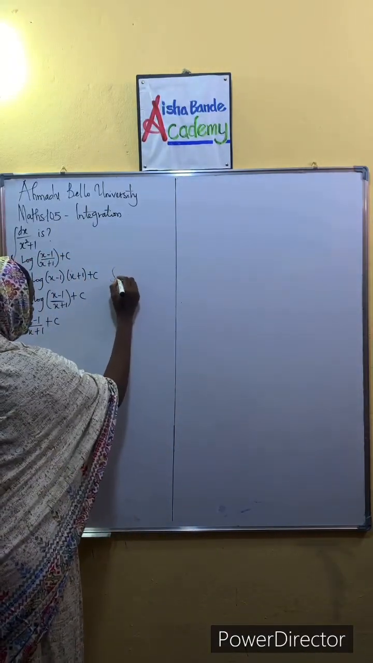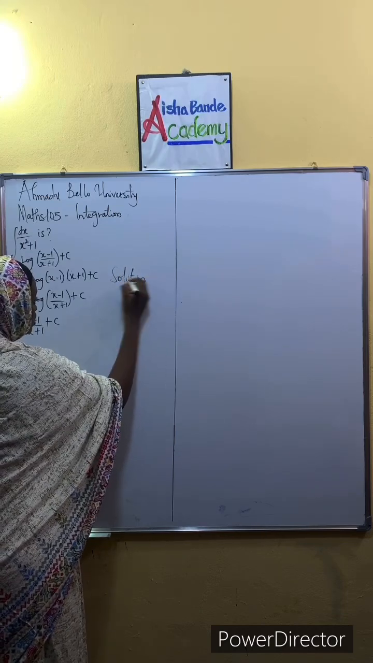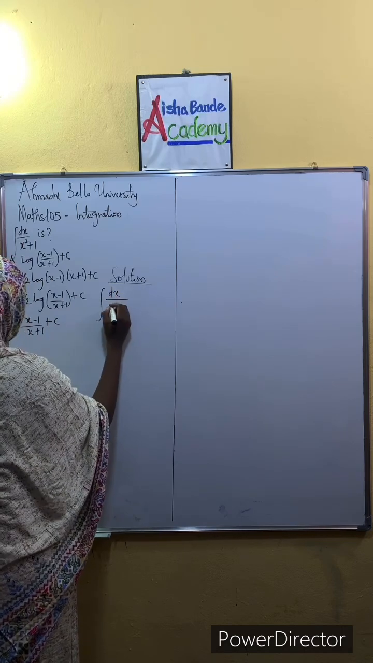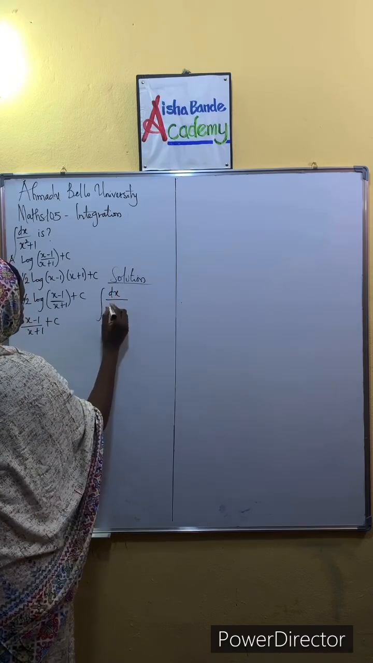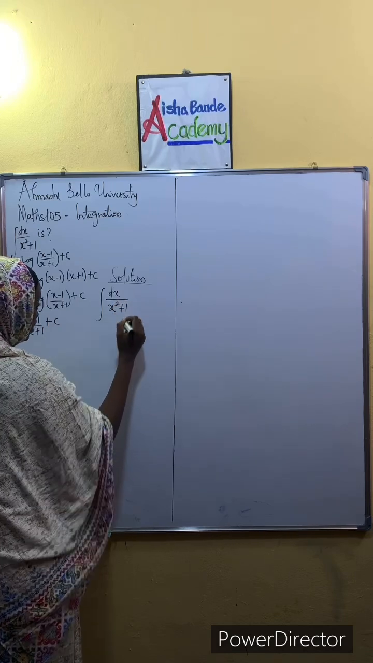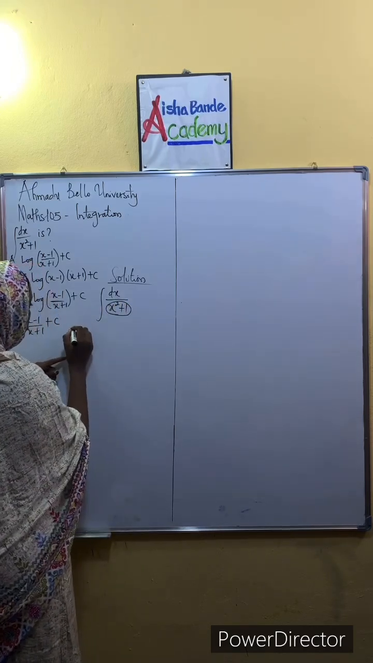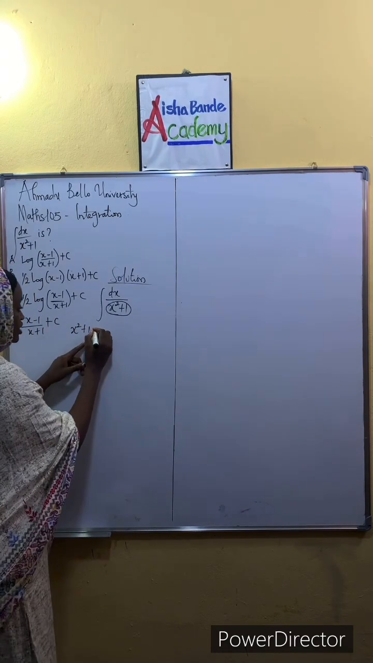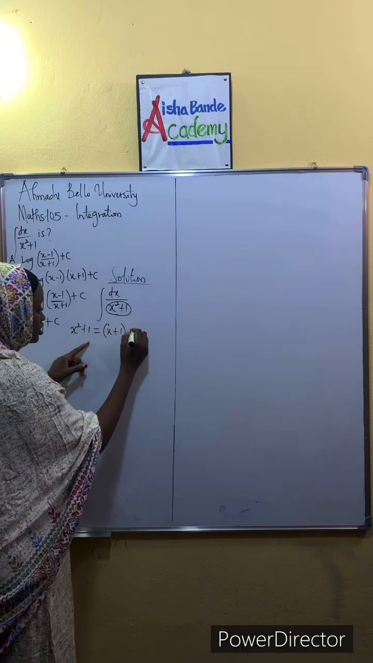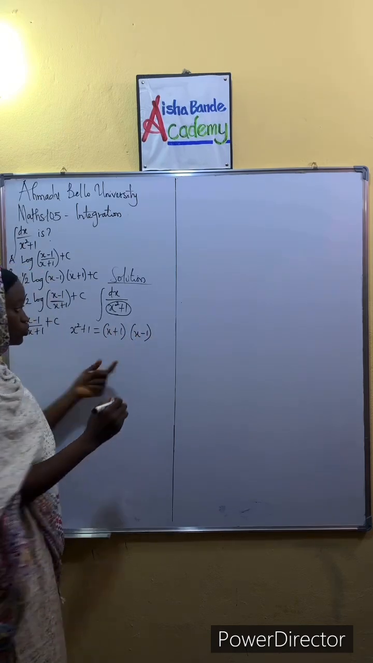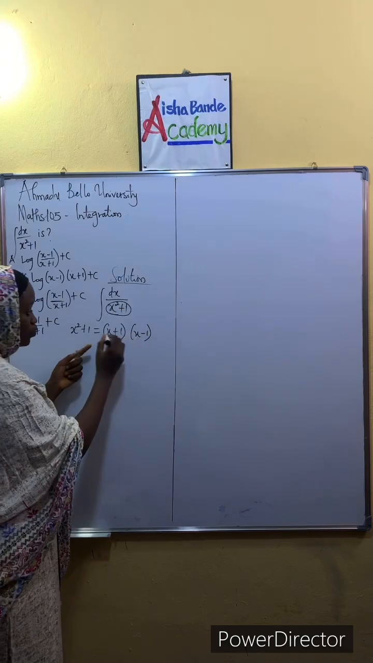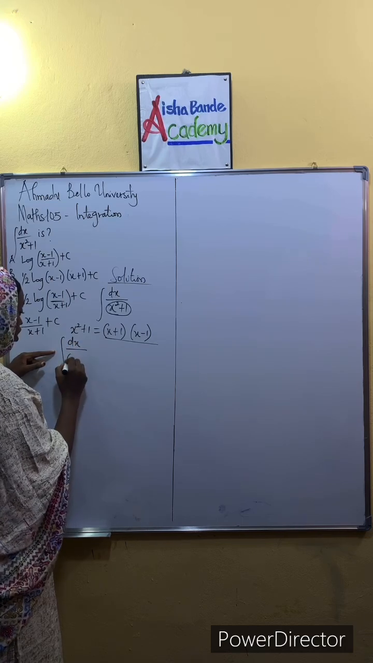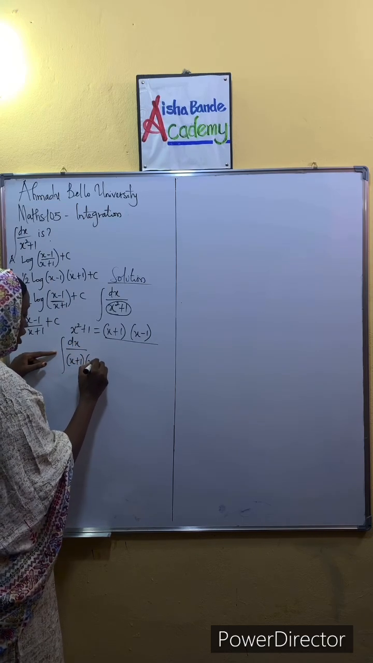So let's begin. Solving this, we have the integral of x over x squared plus 1, dx. The denominator here, x squared plus 1, we can take what we call the difference of two squares, and this becomes (x plus 1) times (x minus 1). So we're going to replace this x squared plus 1 with this. Now it becomes the integral of 1 over (x plus 1)(x minus 1) dx.